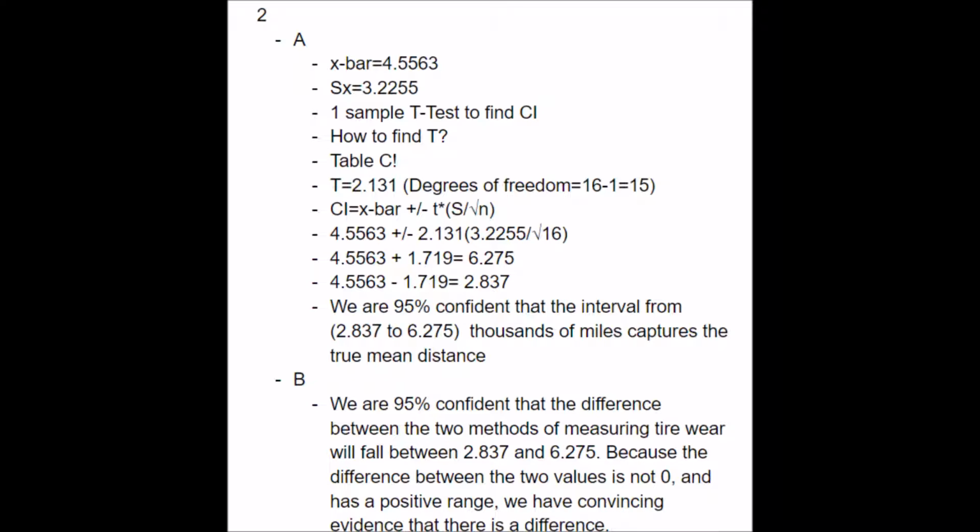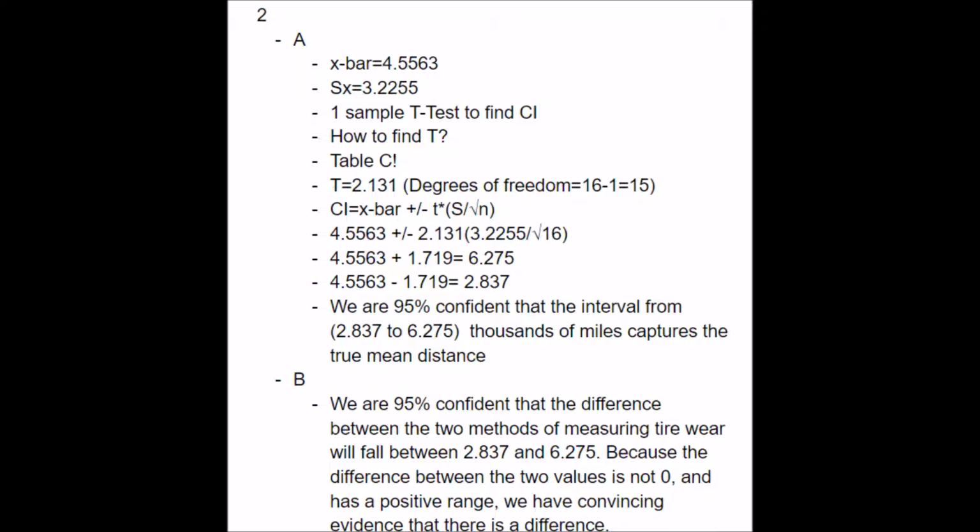Once you find that value, you can plug it into your confidence interval formula, which is x bar plus or minus t star times the standard deviation over the square root of n. So we get 4.5563 plus or minus 2.131 times 3.2255 over the square root of 16. After simplifying, we get that 4.5563 plus 1.719 equals 6.275.